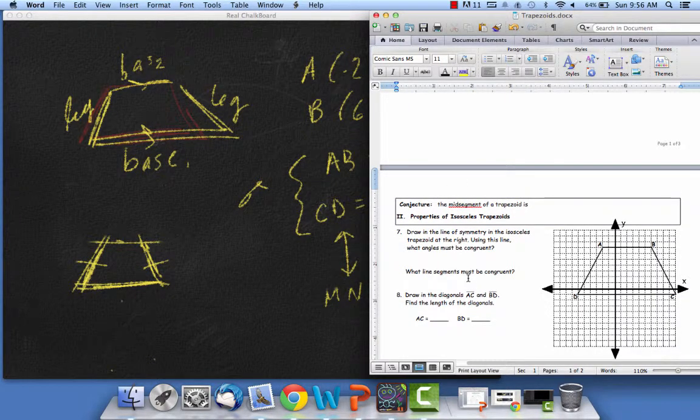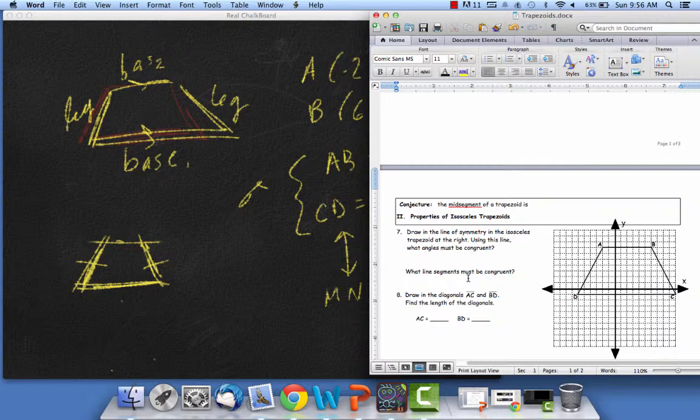So we want to have as our conjecture the midpoint. This properties business kind of got in the box where it didn't belong. The mid-segment of a trapezoid is parallel to the bases. So it's another parallel piece. Okay, for isosceles trapezoids, we get some kind of special things.